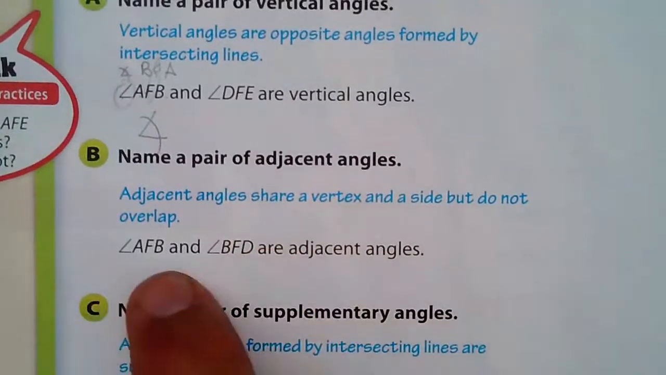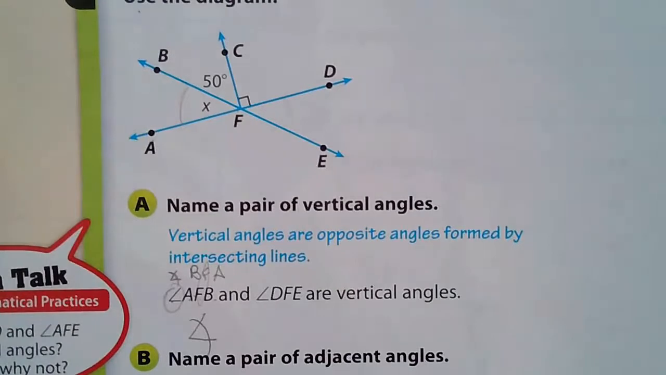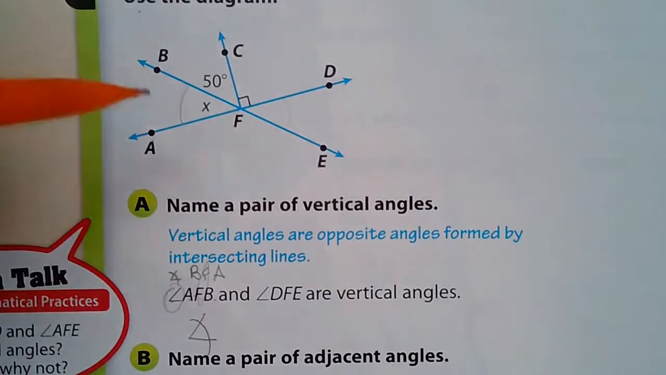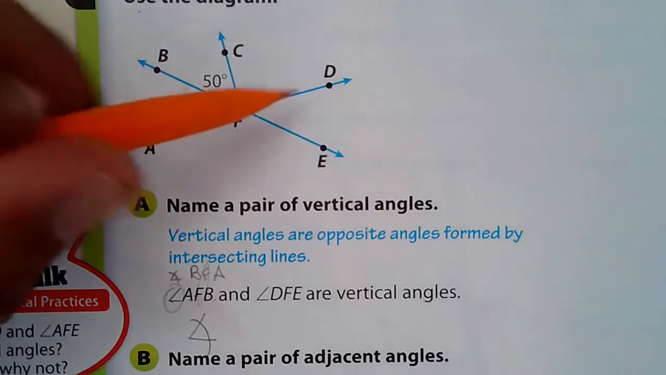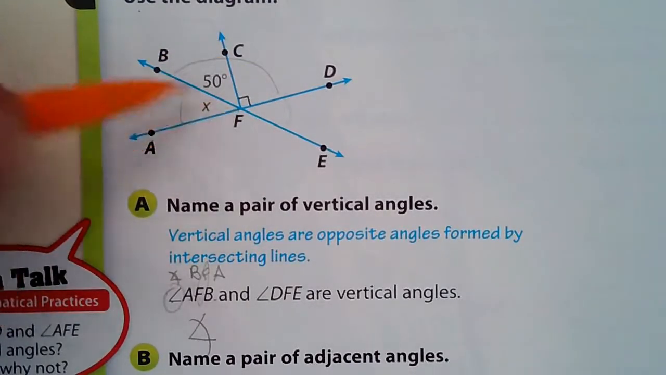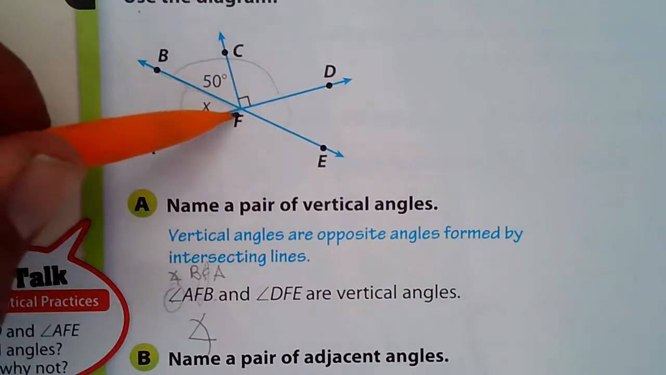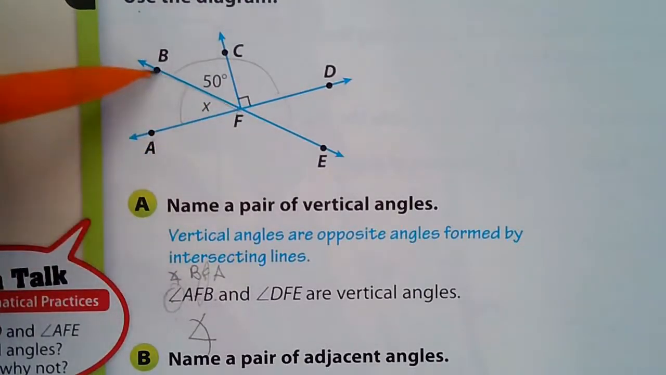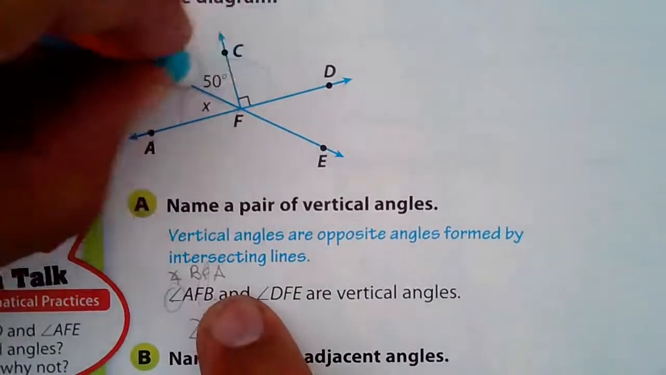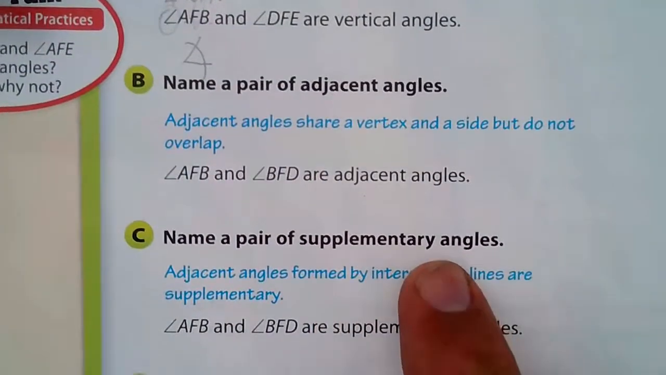A pair of adjacent angles, AFB, so I'll mark that right there, AFB, and BFD. So these right here, they share a vertex and one side right here. They are next to each other. So this is the vertex, and this is the side that they share. Okay, I'll erase that.